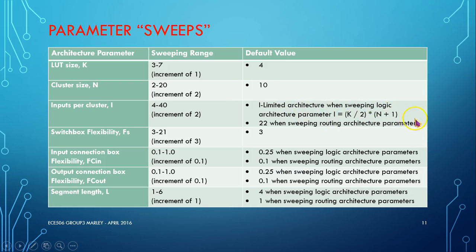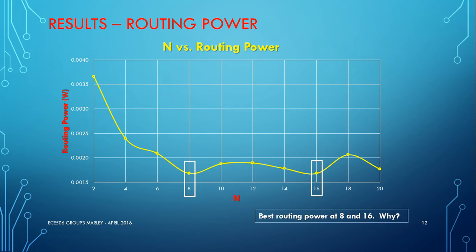I usually use this little formula for an I-limited architecture. All right, here's the routing power that I got when we're sweeping N. You'll see it starts out high, and as N increases, it levels off and oscillates a little bit. There are some stories that need to be researched as to why the oscillating is going on. I found we had 2 sweet points here at 8 and 16, and you'll see some hints why I think that's happening as we move forward.